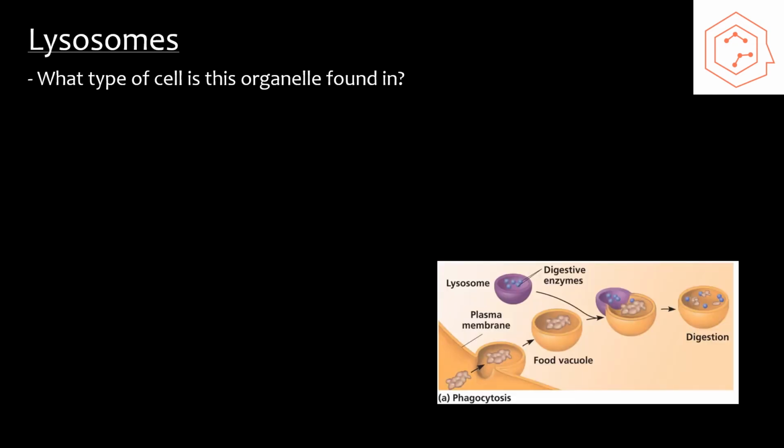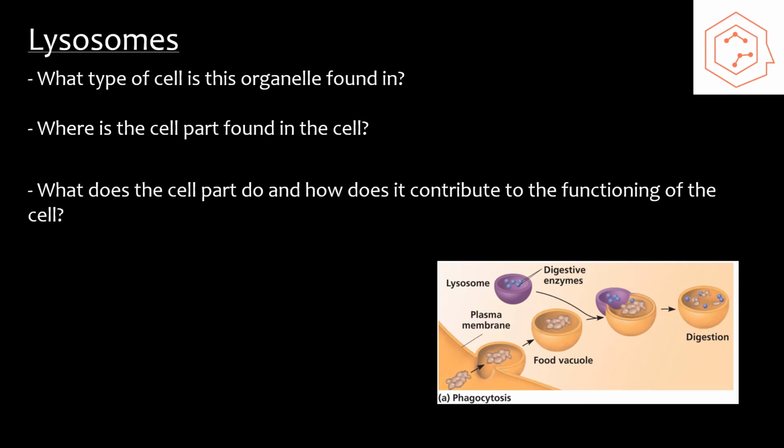The lysosome is found in all eukaryotes. We're currently questioning whether it is found in plant cells, but it is. We'll currently say that it is found in all eukaryotes. The cell part is basically a membrane-bound compartment that is found in the cytoplasm of the cell. Now there's three main functions here as to what the cell part does. We'll go through each one.